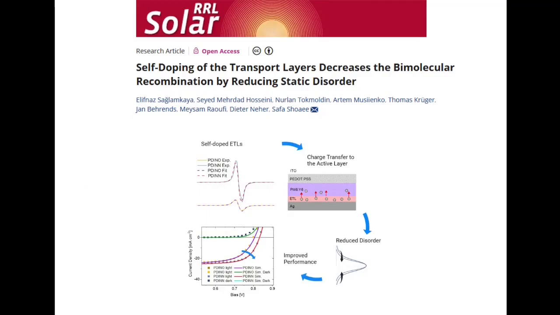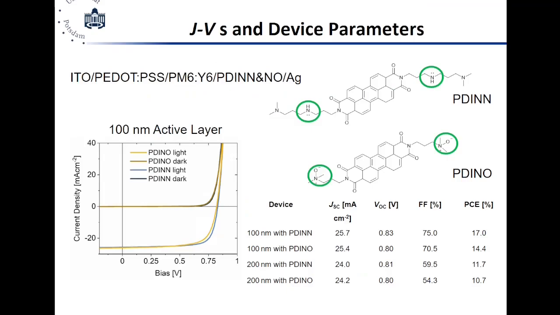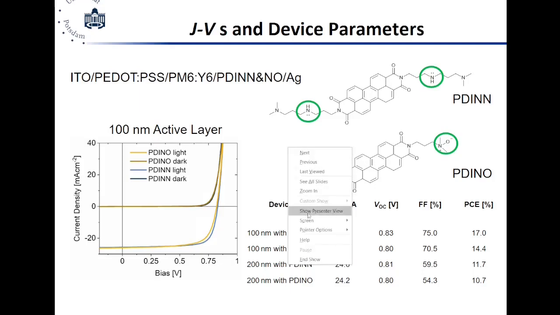Here I'm going to give a brief summary of our paper on self-doped electron transport layers and their effect on active layer properties such as bimolecular recombination and static disorder. Here we are looking at the current voltage curves and device parameters of a very well-known system, PM6Y6, paired with two different ETLs. Before we start, to give a short definition of self-doping, a self-doped molecule is a molecule that has its counter ions already covalently attached to its core.